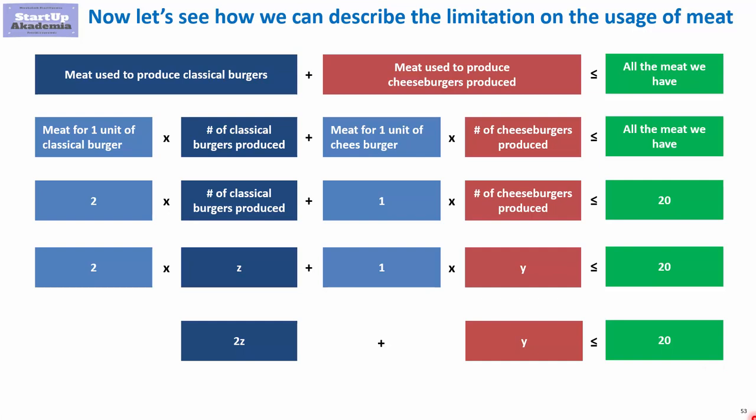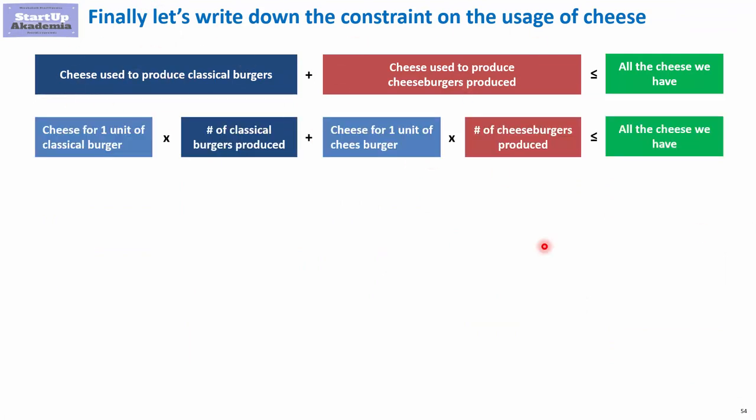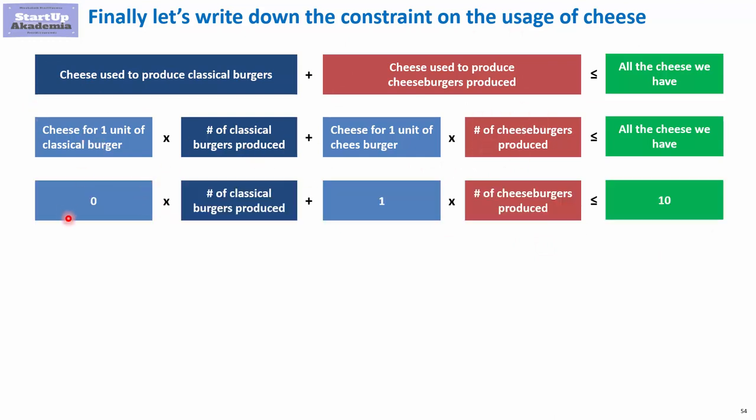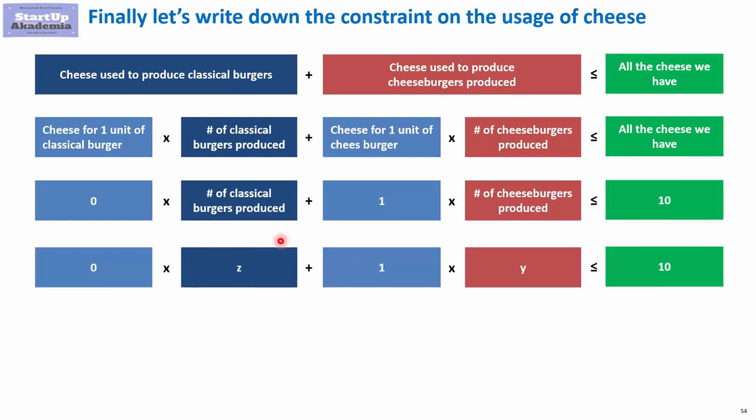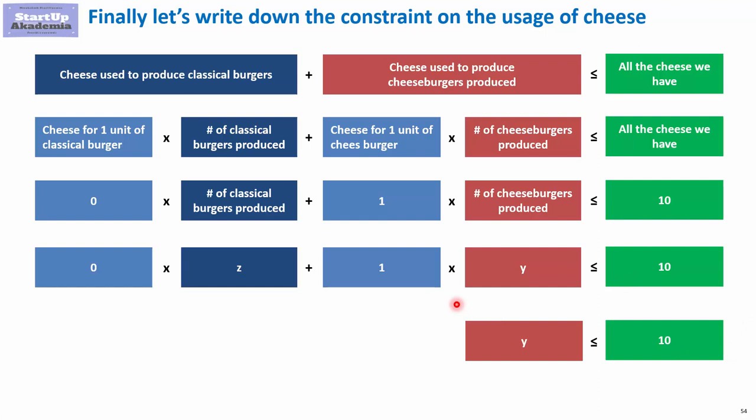The last one related to resources will be the constraint around the cheese. Again, we have the cheese that will be used for the classical burgers and the cheeseburger. We use the usage per unit and the number of classical burgers and cheeseburgers. Then we feed in the data from our table. Since we're not going to use anything for the classical burgers, we've got 0 here, and then there will be just 1 unit per every cheeseburger. So we have 1 here, and we have 10 units of cheese. Again, we put the notation, so Z and Y, and we have this very simple equation. So Y has to be equal or smaller to 10. So in this way, we have described the 3 constraints related to resources.